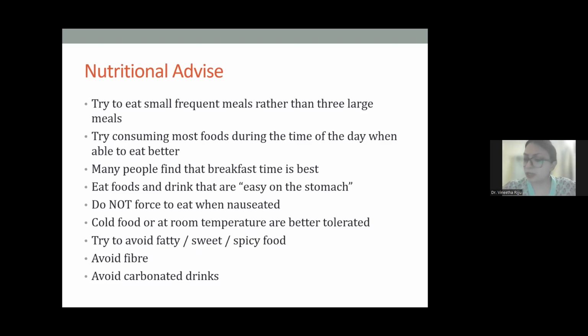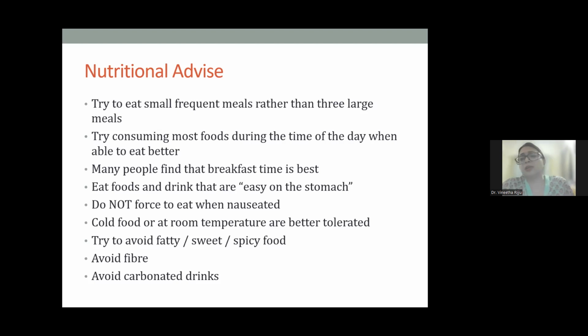And now, what about food? Because this is a very common recurring question. What food do we give the patient? The family comes and asks, they're vomiting so much, so much nausea, what to give, they're not eating well. So what we need to advise is small frequent meals rather than 3 large meals, and try consuming most foods during the time of day when they are able to eat better. Most of the time, sometime in the morning, about 9 or 10 o'clock, is when they eat better. Also try to take foods which are easy on the stomach, and try not to force food when they are not safe. Cold food or food at room temperature is better tolerated.